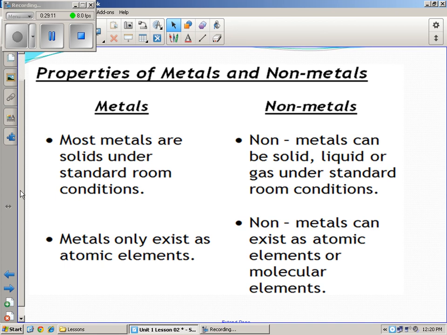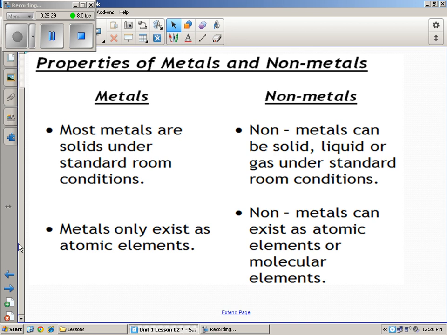So make sure, for 1 mark, this is what I want to see, exactly this. Metals are solids under room temperatures. Nonmetals can be solids, liquids, or gases. Okay? Don't tell me that metals are solids and nonmetals aren't. Okay? Because that's not true.